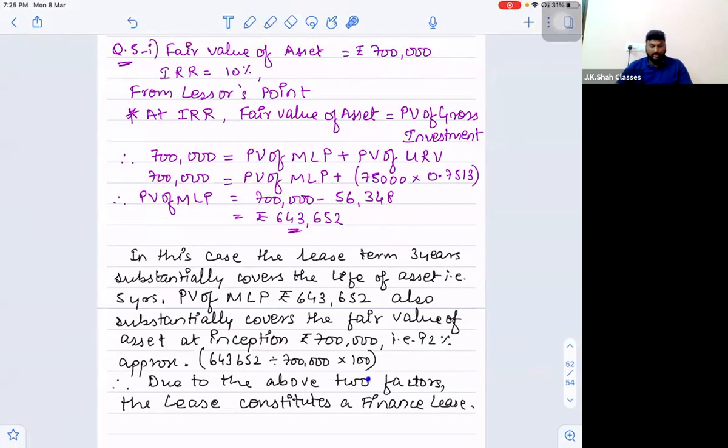So therefore, due to the above two factors, the lease constitutes a finance lease. So this is the theoretical point that you have to write. Two factors we are fulfilling. First, the lease term substantially covers the life of the asset. That is factor number 1. And factor number 2, the present value of MLP also substantially covers the fair value of the asset. That is roughly 92%. So because of these two factors, we can conclude that this is a finance lease. So first part of the question gets over here. Second part is also to be calculated.